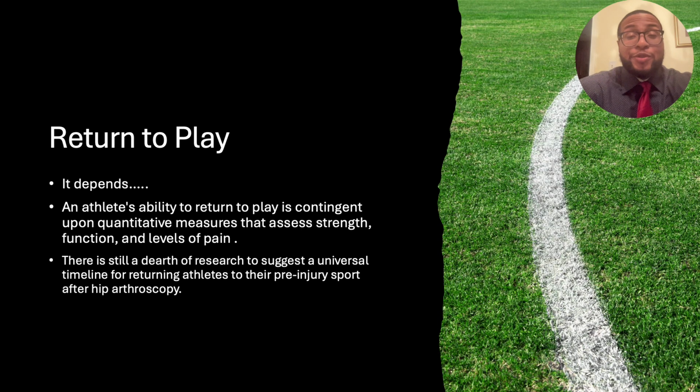All right, so when it comes to return to play time, it honestly depends. An athlete's ability to return to play is contingent upon quantitative measures that assess strength, function, and levels of pain. And honestly, there's still a dearth of research to suggest a universal timeline for athletes to return to play after hip arthroscopy. So that was my reasoning for delving deeper into the research to find an answer to this question.